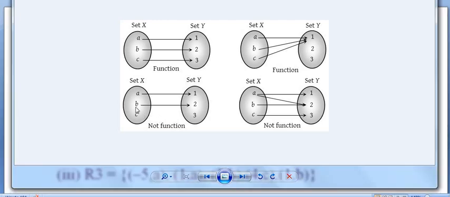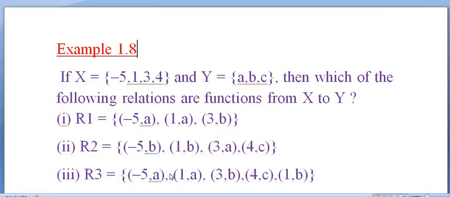But you see, C has no image. In this picture, C has no image. So it is not a function. Here in this picture, we can see the element A has two images in set Y. See, A has the image 1, A has the image 2. So we can say it is not a function. So with this we can continue the examples now.